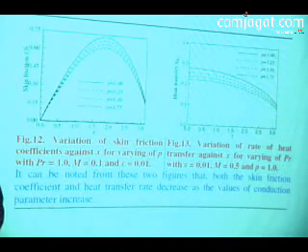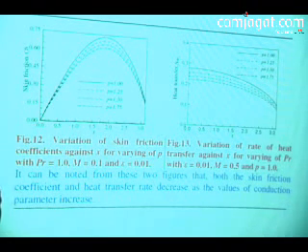Now, the skin friction coefficient for different values of the conjugate conduction parameter is shown in figure 12, and heat transfer for different values of the conjugate conduction parameter is shown in figure 13. From figure 12, it is observed that the skin friction decreases for increasing conjugate conduction parameter, and heat transfer also decreases for increasing conjugate conduction parameter.